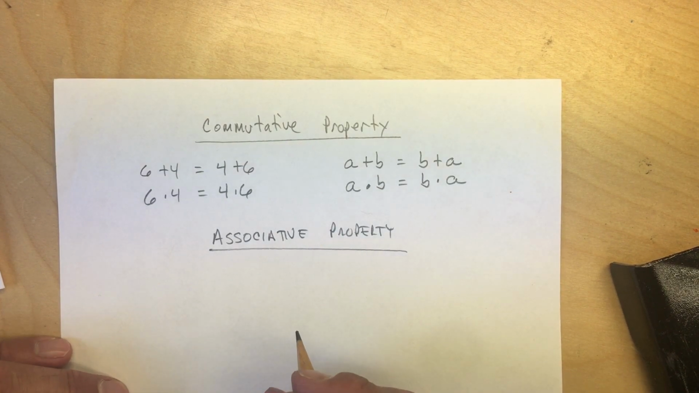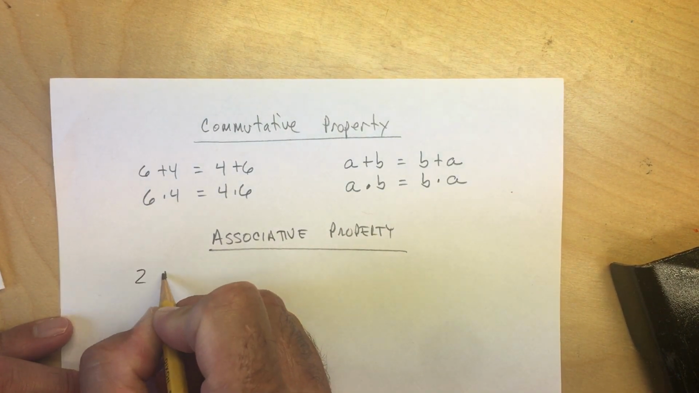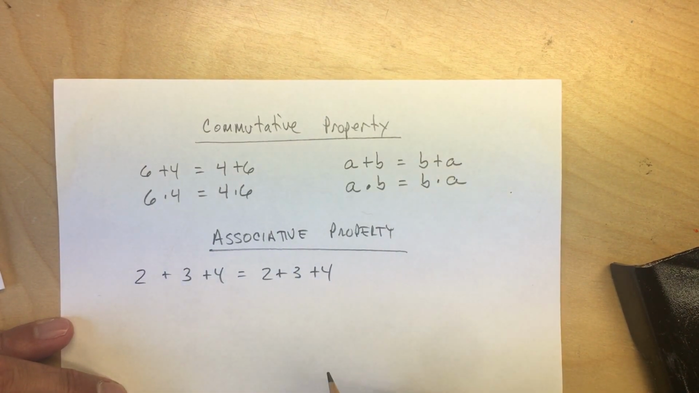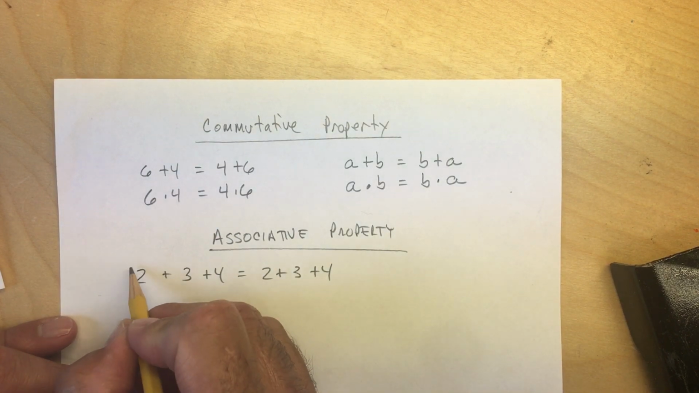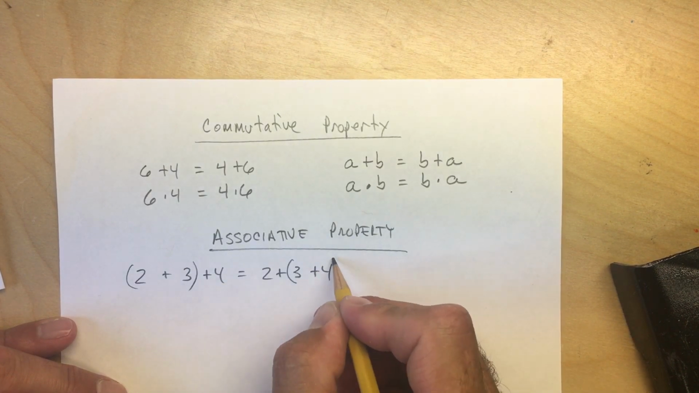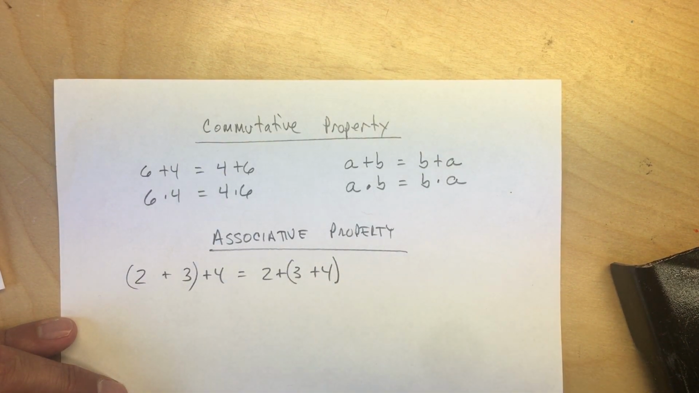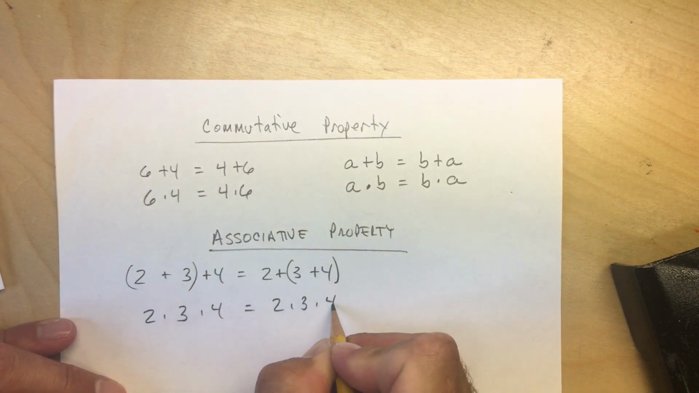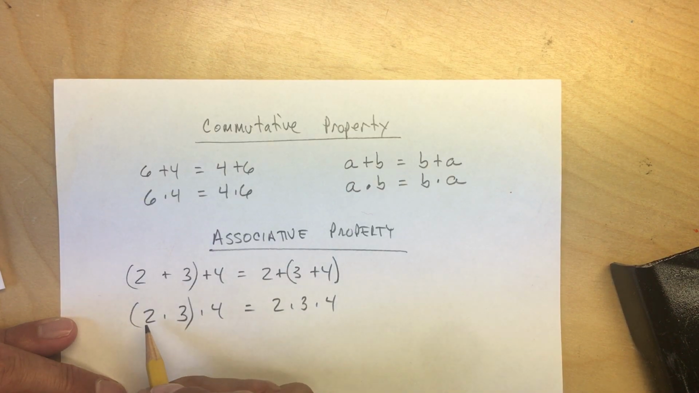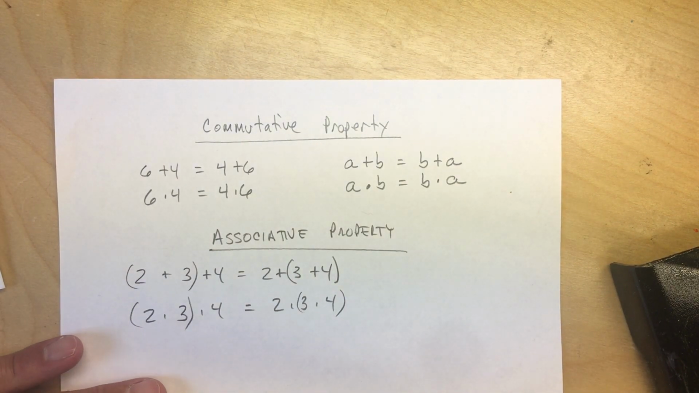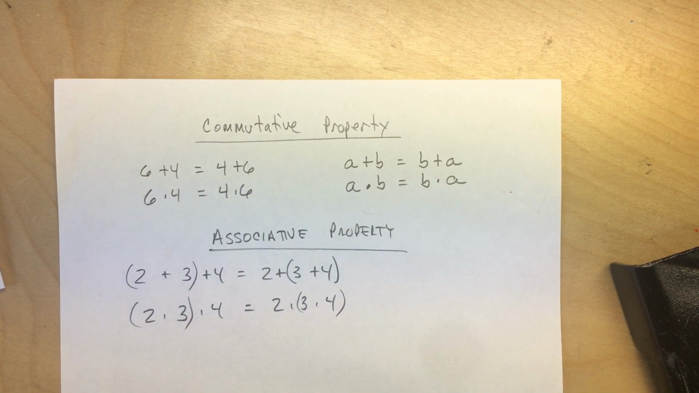And for arithmetic, it looks like this. If you are adding 3 numbers, it doesn't matter which 2 you add first. So if you add 2 plus 3 first and then add 4, it's the same as adding 3 plus 4 and then adding 2. And the same applies for multiplication. You can multiply the 2 times the 3 first, or you can multiply the 3 times the 4 first, and you'll get the same answer. That's associative. And that's arithmetic.